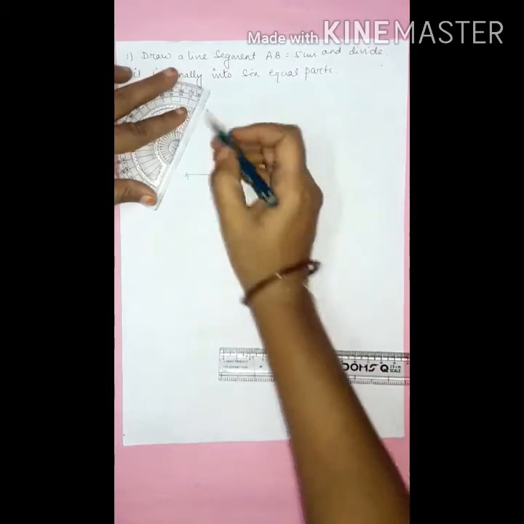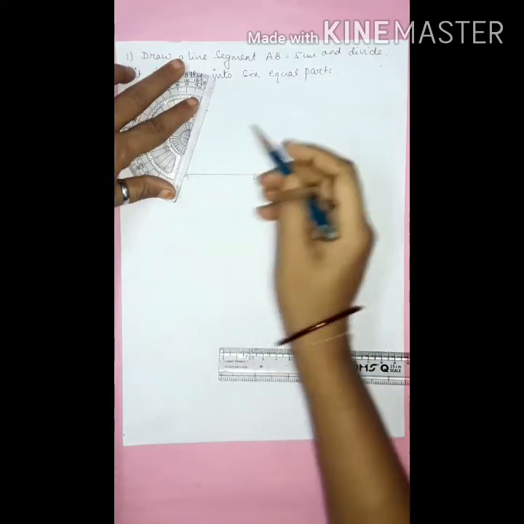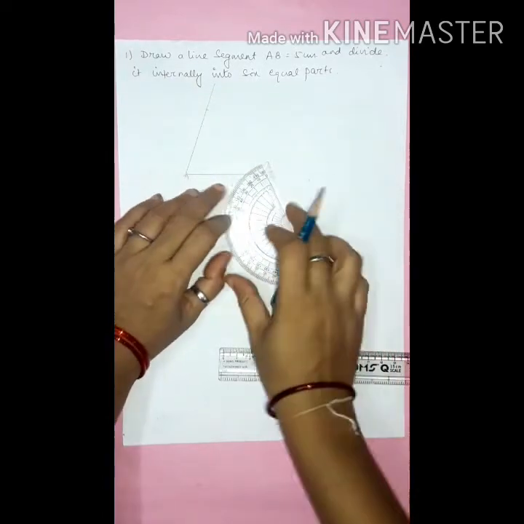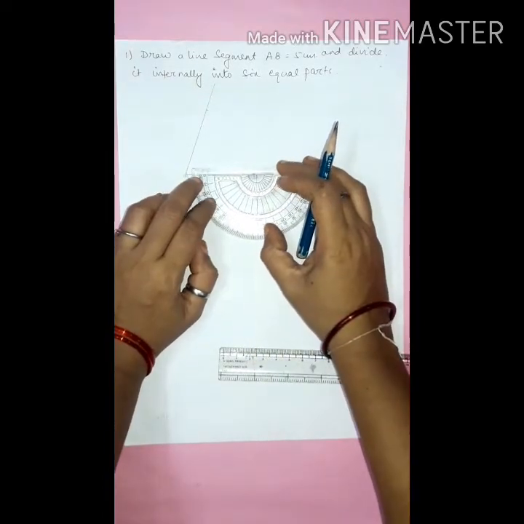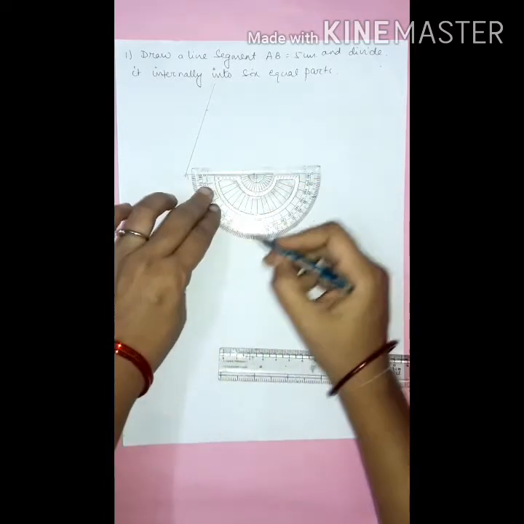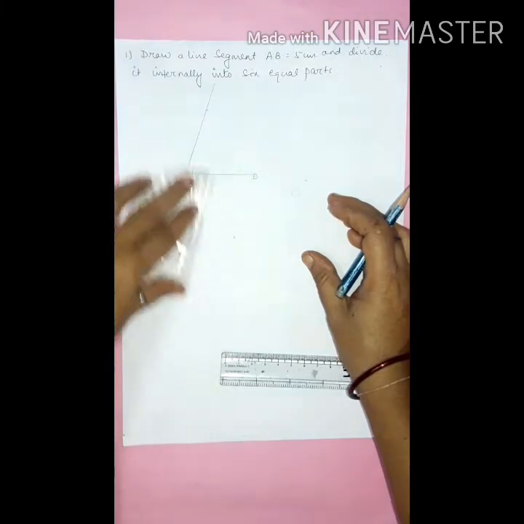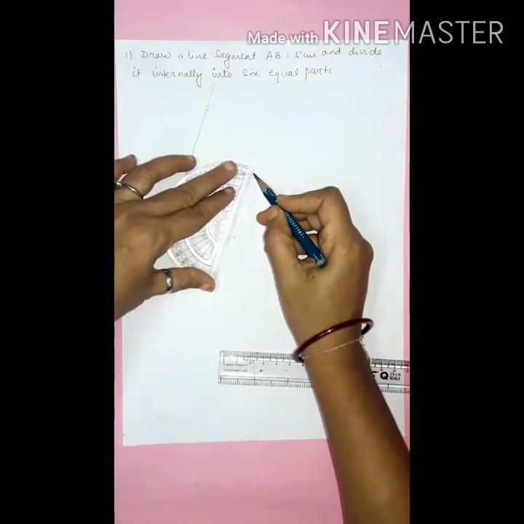Acute angle means less than 90 degree. I know all of you must know this one. Same at B also you have to construct how much degree? At 70 degree. From here we have to check this one. It is the 70 degree. Now we have to join this one.